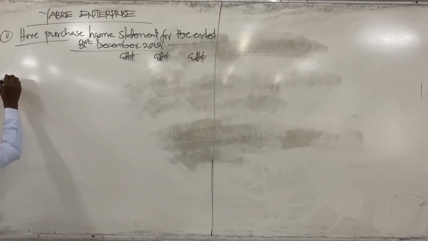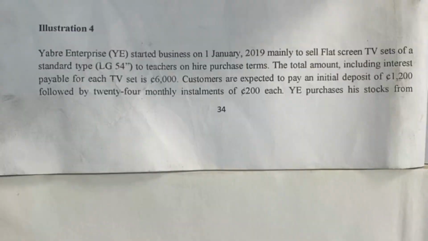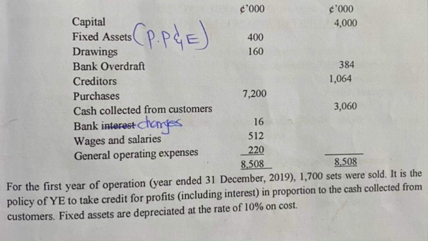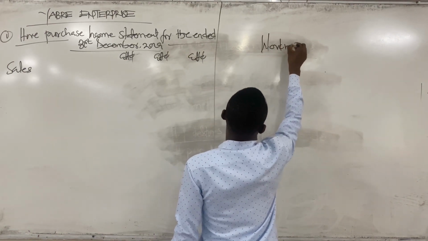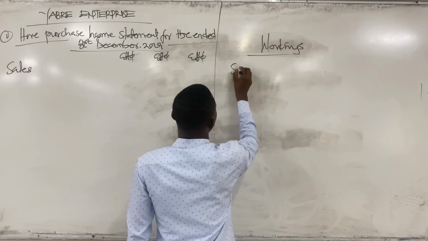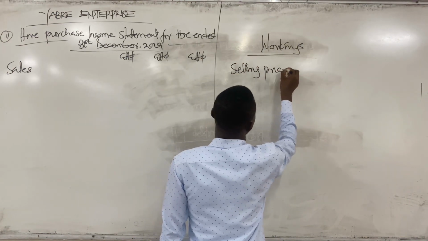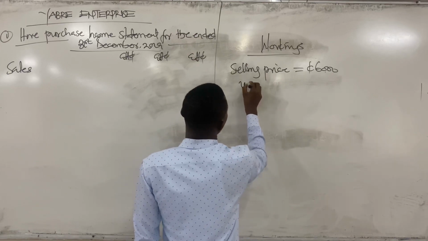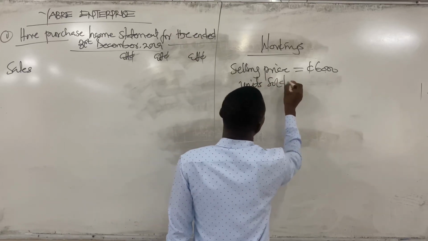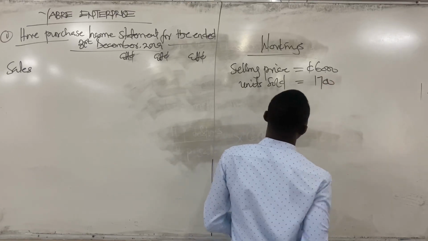the first thing we have to consider is our sales. Is that okay? But the sales amount is not given directly in the question. We have to work for it. Okay, so in order to determine our sales, we have to know the selling price of the TV sets and then the number of units sold. Okay, so the unit price, so these are workings. So you have the selling price of 6,000 cedis. Then we have the units sold. From the question it is 1,700 units.